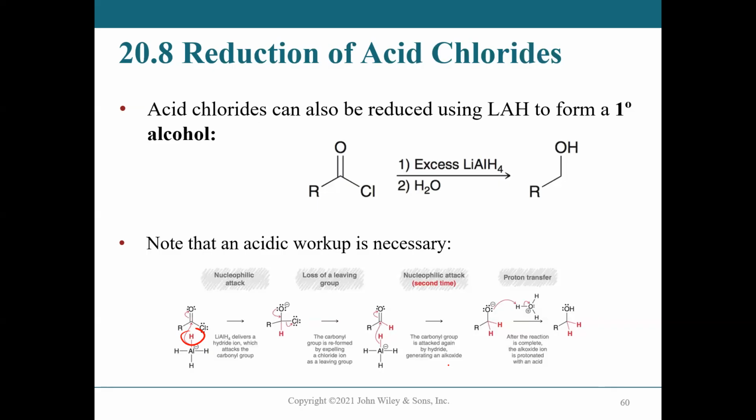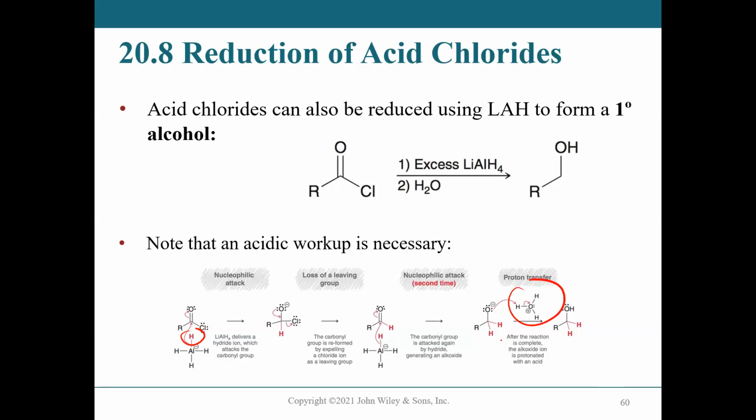These two steps produce an aldehyde, which can be attacked again to give an alkoxide ion. The alkoxide ion produced after the second attack does not have any groups that can leave, and therefore nothing else can occur until a proton source is provided to protonate the alkoxide ion. You can see that proton source right here.